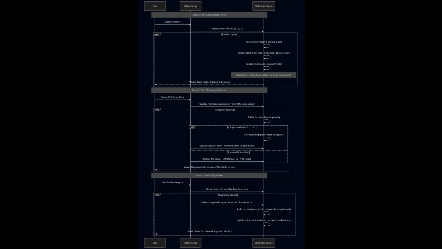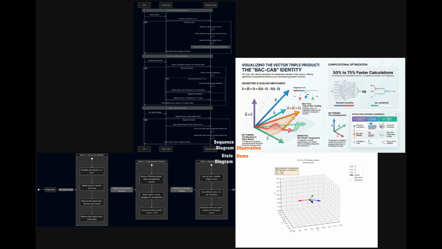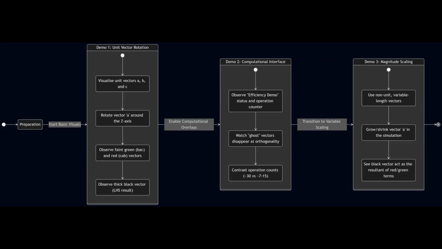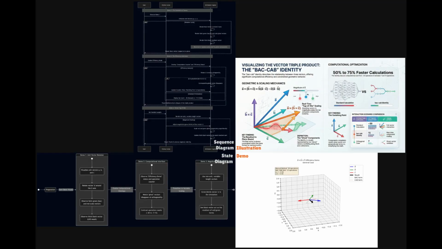Initial state, the vector sweep. The focus is on fundamental geometry using unit vectors, where the user observes how the resultant vector is pushed and pulled by components while remaining trapped in the BC plane.